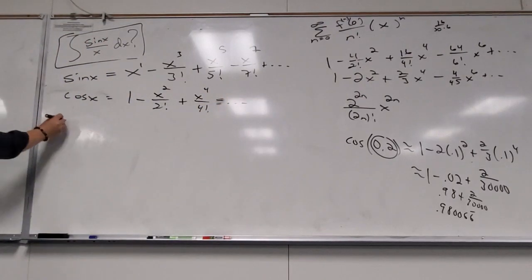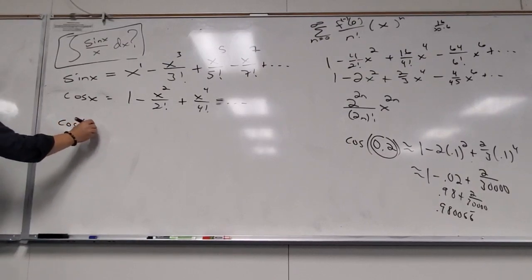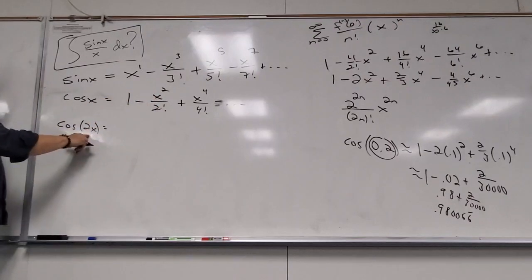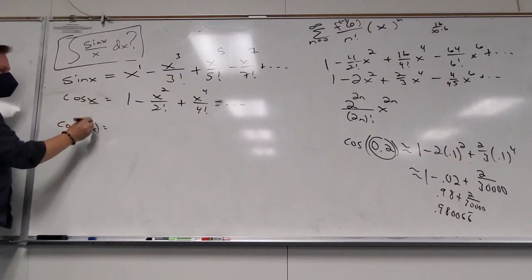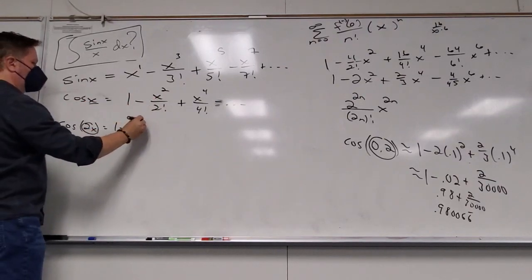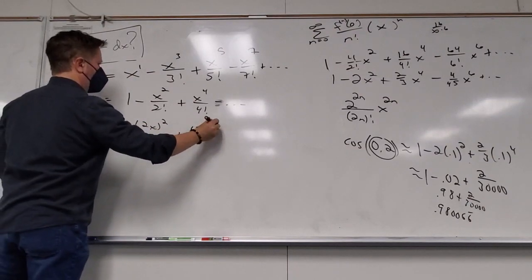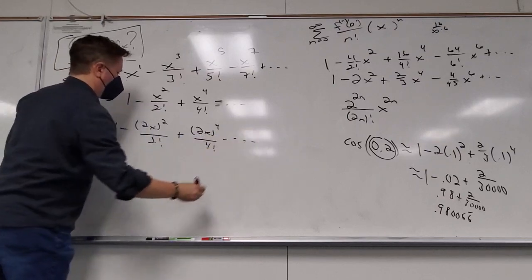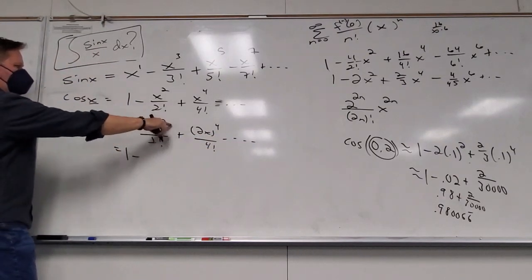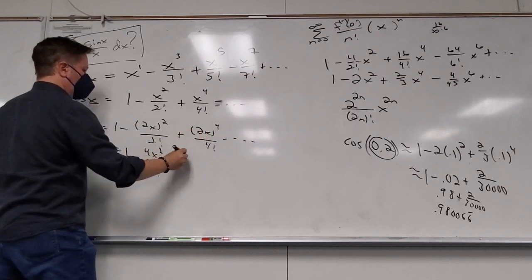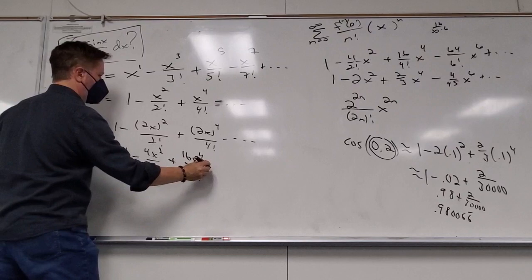So watch this. What should cosine of 2x be then? If this is cosine x, how do I figure out what cosine 2x is? Just substitute x for 2x. Instead of just putting an x in, I put a 2x in. So it'll be 1 minus (2x) squared over 2 factorial plus (2x) to the 4th over 4 factorial, which is 1 minus 4x squared over 2 factorial, plus 16x to the 4th over 4 factorial. Does that look familiar at all?